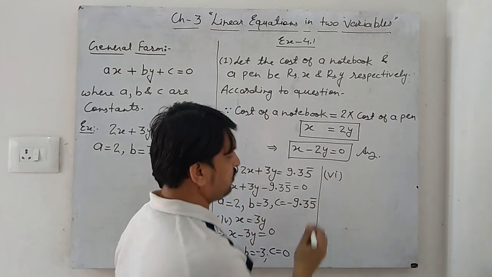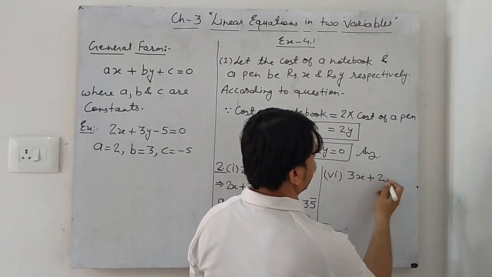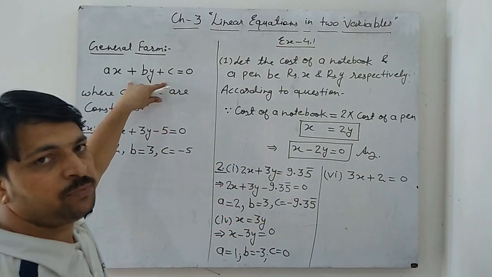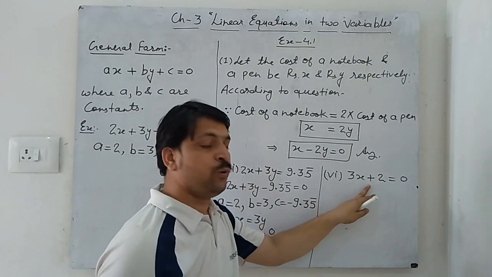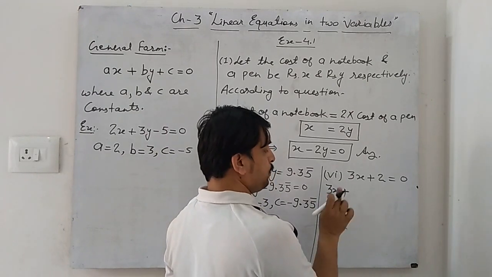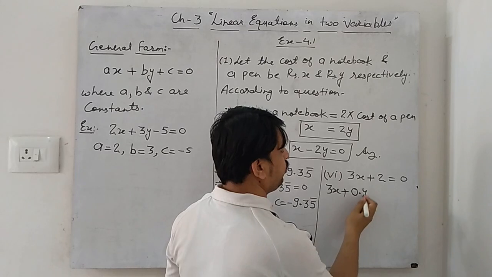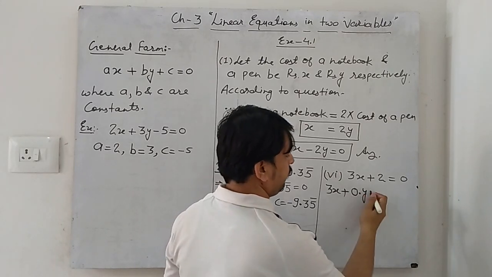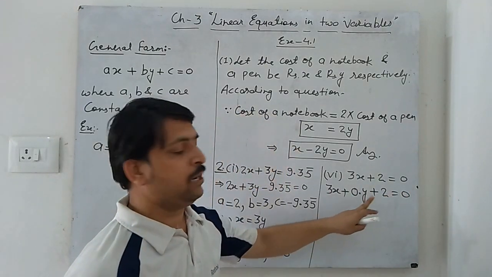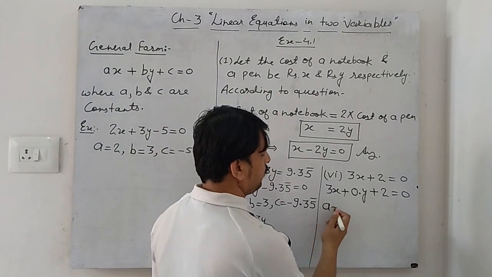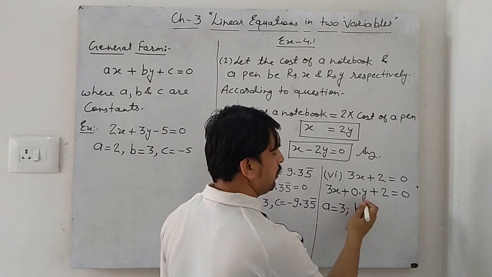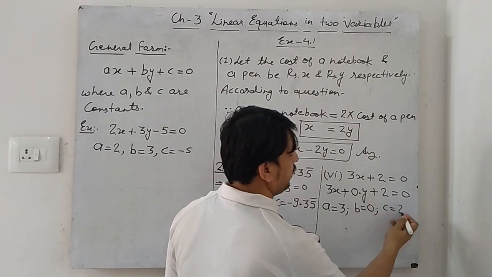Similarly, students, we are doing the sixth part. The sixth part is 3x plus 2 equal to 0. Students, we can convert this into the form ax plus by plus c equal to 0. There is no term of y, so we can write 0 into y. It is multiplication, 0 into y, and plus 2 as it is. Now it has been converted into the form ax plus by plus c equal to 0. So the value of a is 3, the value of b is 0 since there is no term of y, and the value of c is 2.